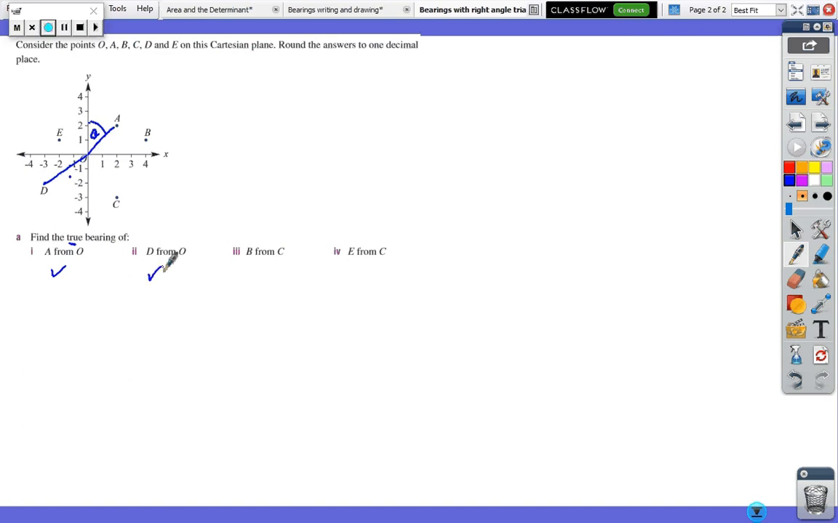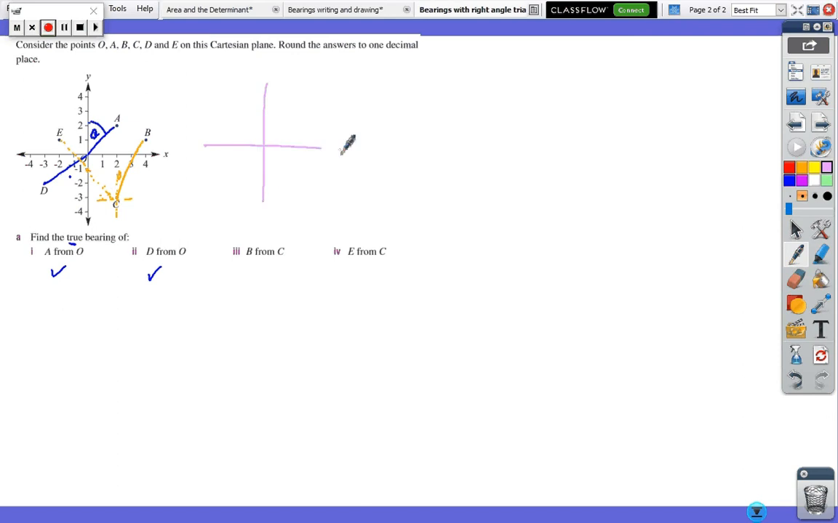Then B from C, and E from C. In these ones where the reference point changes, we're going to set up another little compass here, and find that bearing there. We're going to have to find that angle and then add 180 degrees. So we'll do it one step at a time.